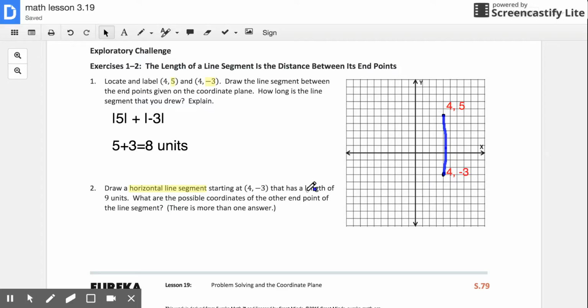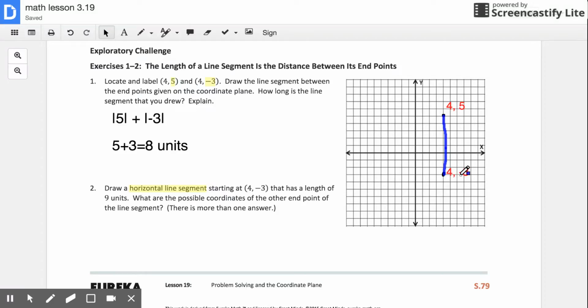And it says, what are the possible coordinates of the other end of the line segment. There is more than one answer. You could choose to make your line go this way, but then you're going to need to probably change what you're counting by. We couldn't count by fours at that point. We'd have to count by something else because there's not enough spaces. Or you could draw extra space over here, but we don't have enough space to go that way.